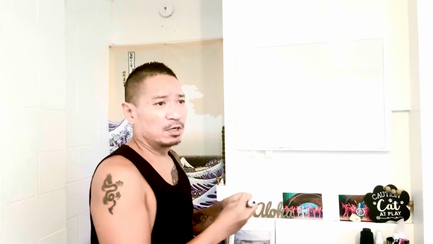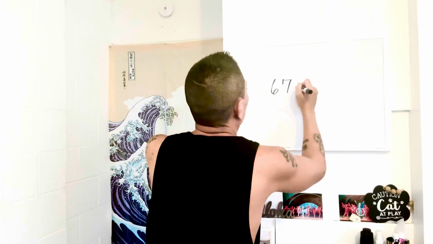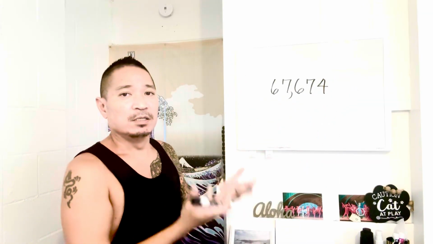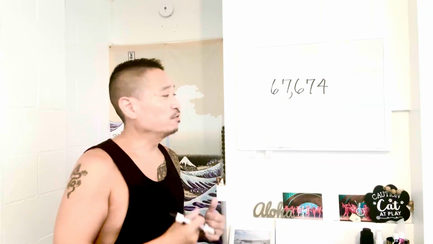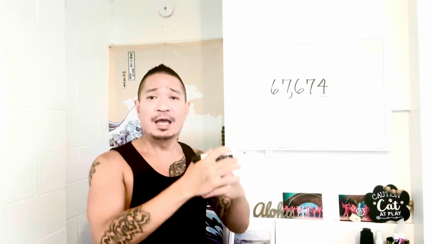Divisibility by 2 is just to check to see if the number is even. So for fourth graders, fifth graders, when they're doing this in class, if you have some sort of a number like 67,674, all you need to do is check if this last digit, the ones digit, is an even number.